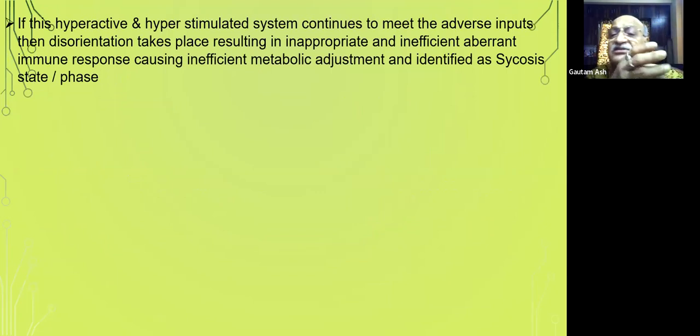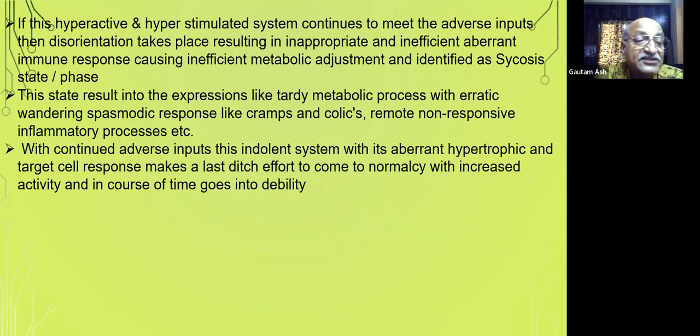If these hyperactive or hyperstimulated states are not treated in time, then adverse inputs continue, resulting in an inappropriate and ineffectual aberrant immune response, causing insufficient metabolic adjustment, identified as the sycotic stage. It will travel to the sycotic stage. This stage results in expressions like tardy metabolic process, so naturally metabolic process will be changed, and wandering spasmodic responses or cramps and colics will develop. Remote non-responsive inflammatory processes will occur. With continued adverse inputs, this indolent system, with its aberrant hypertrophic and target cell response, makes a last ditch effort to come to normalcy with increased activity and in course of time goes into debility.